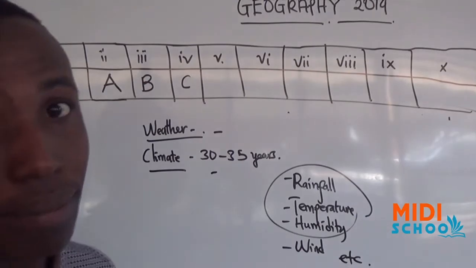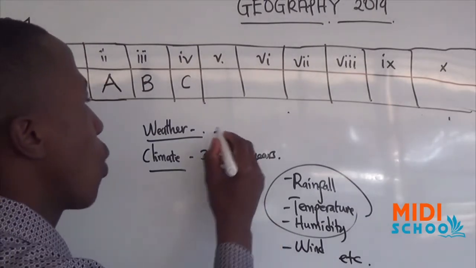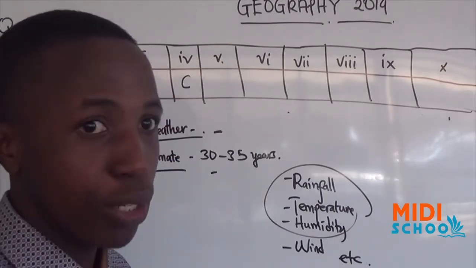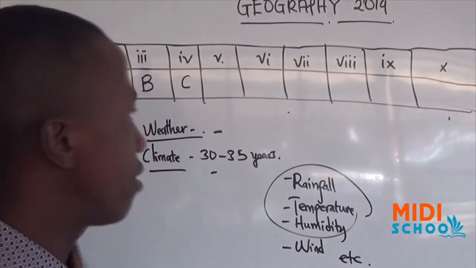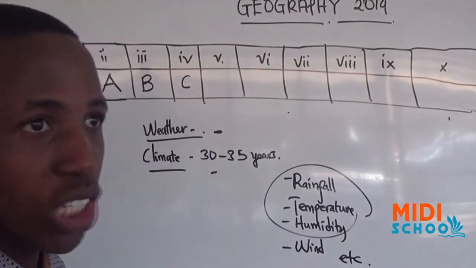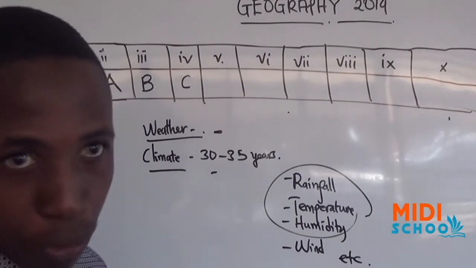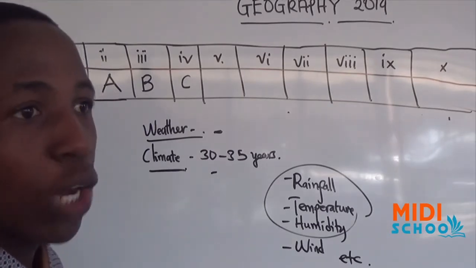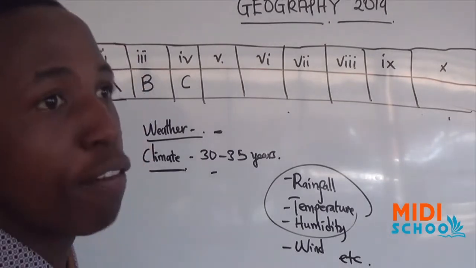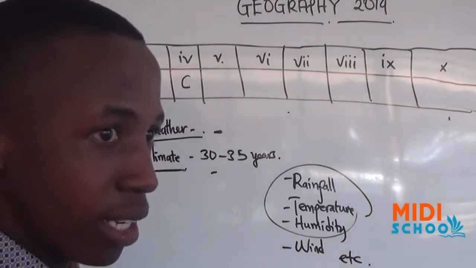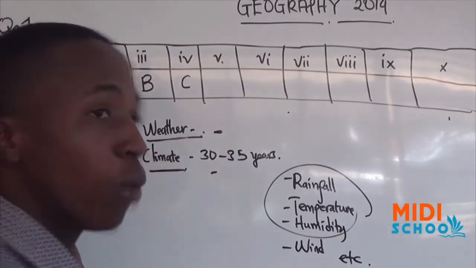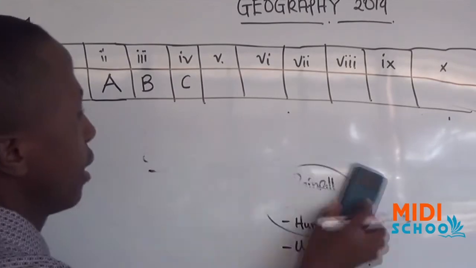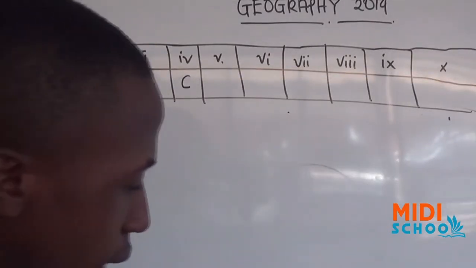And you can see, weather dictates the activities that will be performed for a day. For example, as you see me today, the way I've worn my clothes is because of weather. Our climatic condition has guided me on which type of clothes to wear. But with the climate, this will guide me on which type of clothes I can buy, maybe for a year. What I plan to wear today comes from weather. What to buy comes from climate. So our answer, number four, is C.